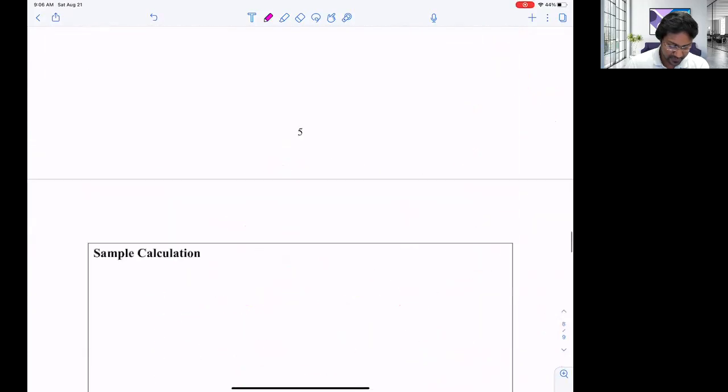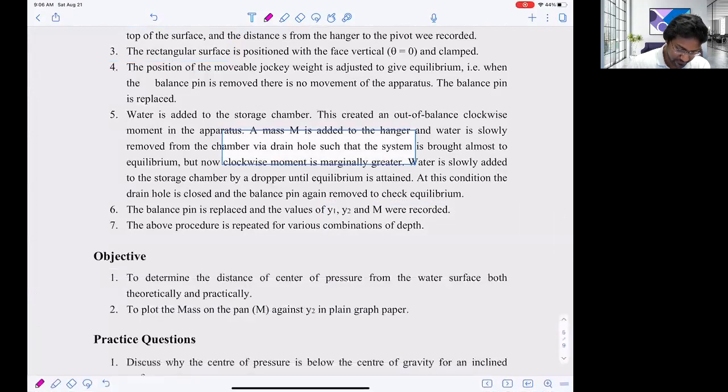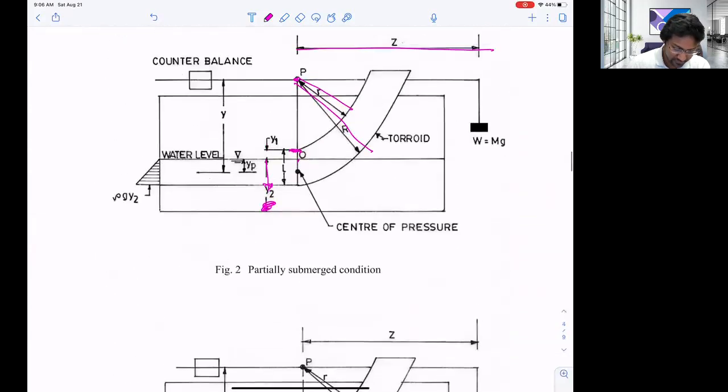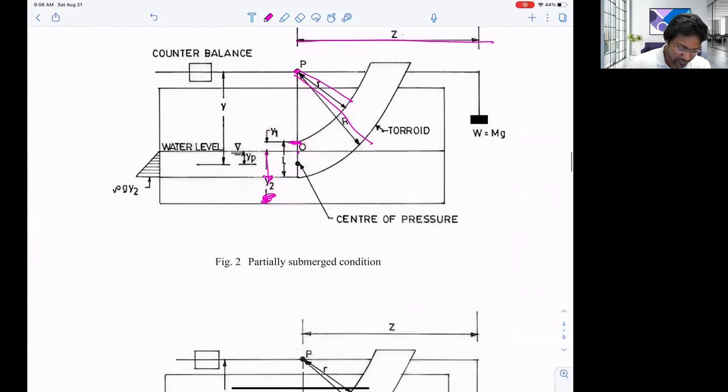Let me just show you that again. Since it is partially submerged here, we know this Y, from the same line, and we have to calculate Y_CP. So we know Y, and we can calculate Y_CP from this. Y is equal to what? We can go from here to the top of the toroid, that is R, then use Y1, then go to the water surface, and then use Y_CP.